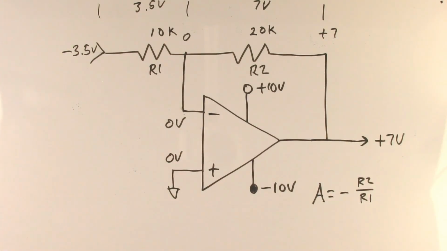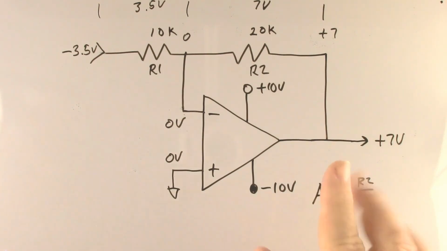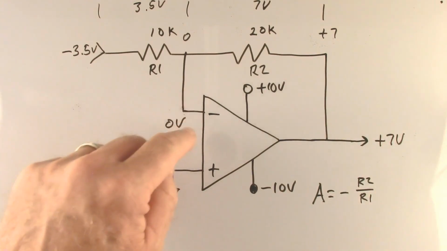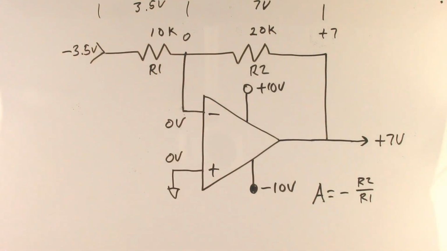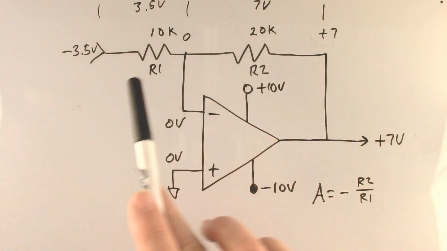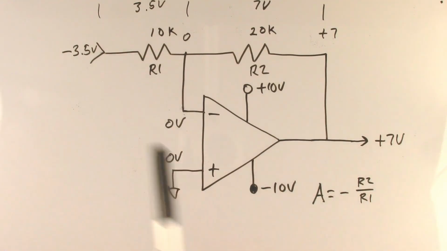So once again, for a quick review, the inverting amplifier looks a lot like the non-inverting amplifier, except we swap the ground and the input. So our non-inverting input is always grounded on the inverting amplifier. That means that the voltage at the inverting input, assuming everything is balanced, should be 0 volts. And the gain will be the ratio of these two resistors with the polarity changed.